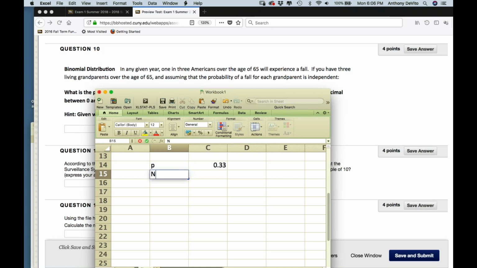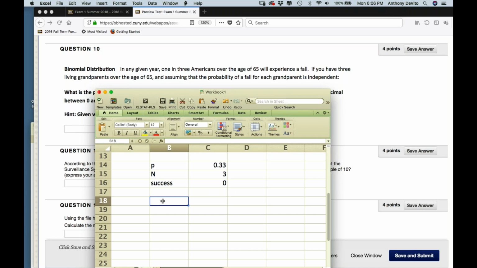The sample size is going to be 3. We're going to pick out 3 at random. In this case, it happens to be your grandparents. So the probability is 0.33 and the sample size is 3. Now we're going to look at what's defined as a success. In other words, somebody falling is defined as a success. And how many successes are we looking for here? Well, we're looking for 0 people falling that year, right? So none out of the 3 are going to fall.